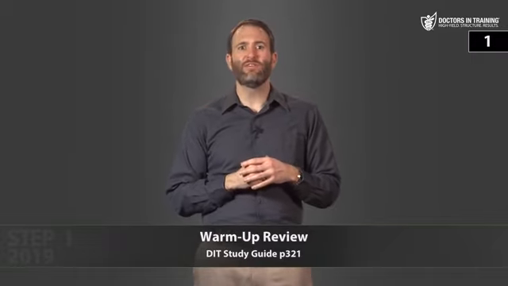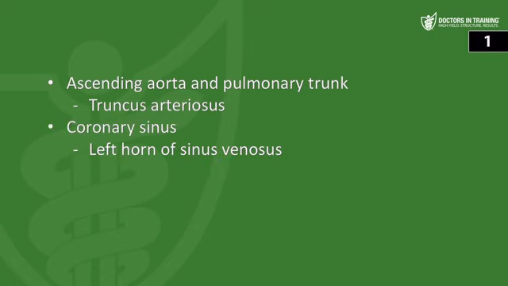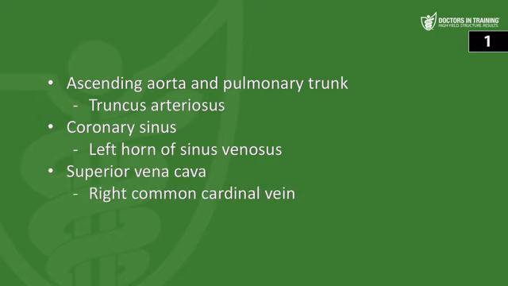Let's get going. First question here, which embryologic structure of the heart gives rise to each of the following adult structures? So first we have the ascending aorta and the pulmonary trunk. That's going to come from the truncus arteriosus. Next we have the coronary sinus. That's going to be derived from the left horn of the sinus venosus. And then next we have the superior vena cava, and that's going to be the right common cardinal vein and the right anterior cardinal vein.